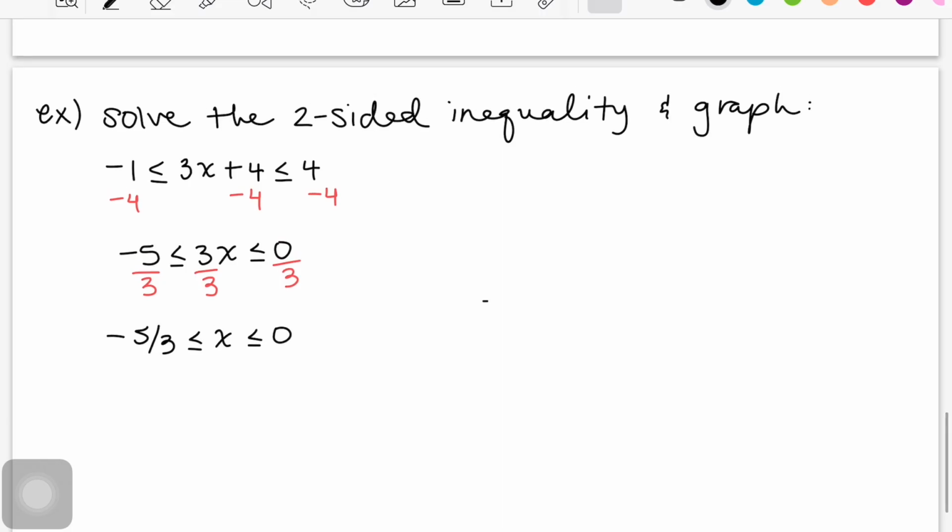So on our number line, we would graph this. Let's say we have 1, 0, negative 1 here, and we'll have negative 5/3 somewhere over here. When we graph this, we're going to use the closed brackets here because x is greater than or equal to negative 5/3 and less than or equal to 0. And so our x values are everything in between or equal to these endpoints.